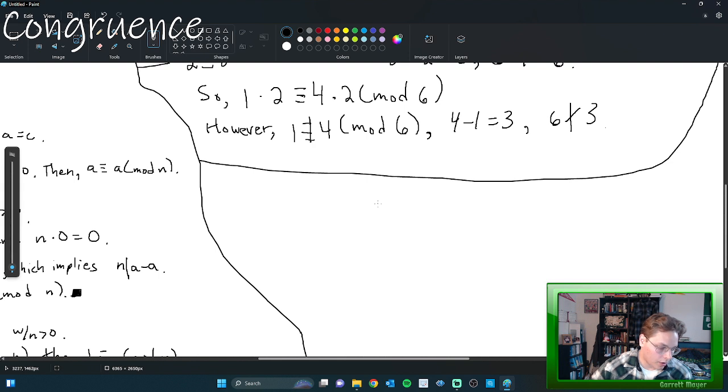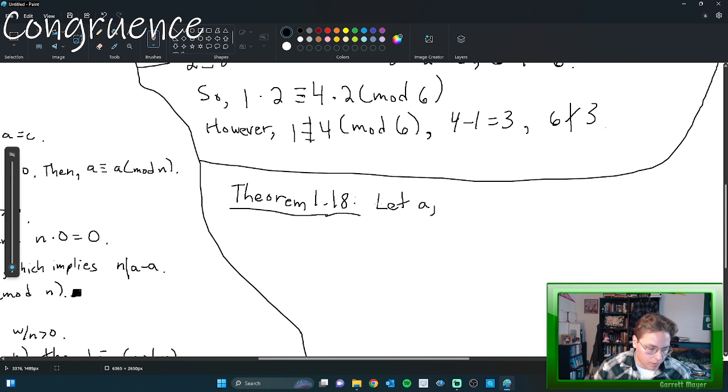Okay. Up next, we're going to show another proof for modular arithmetic. In this case, the theorem is 1.18. And we're going to let A, B, K, and N. And this is going to be an inductive proof, actually. So this one should be interesting.